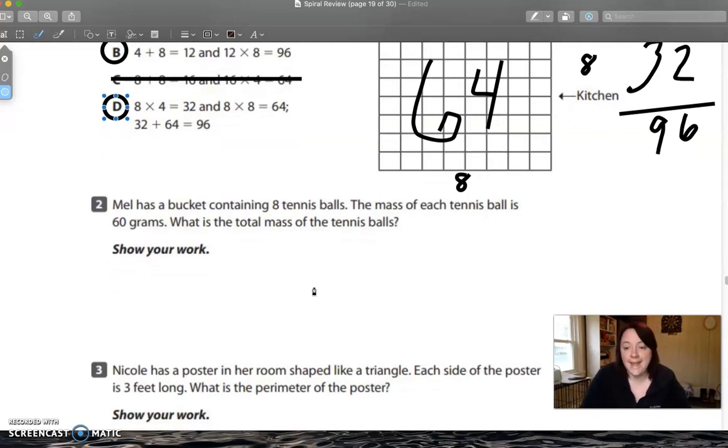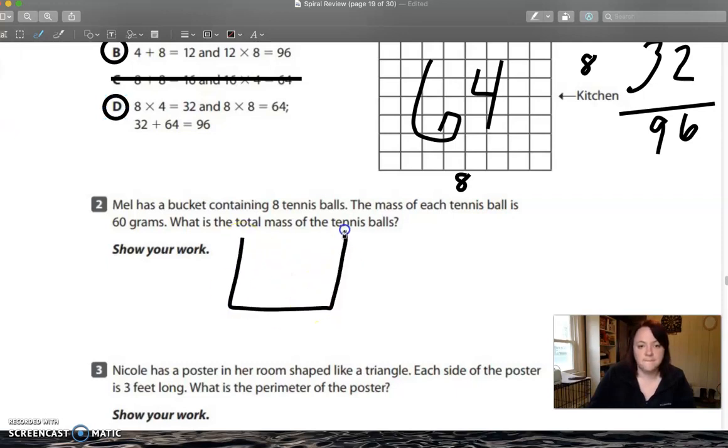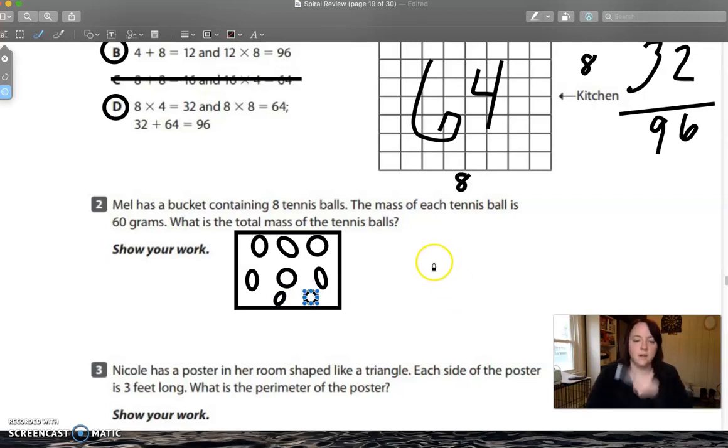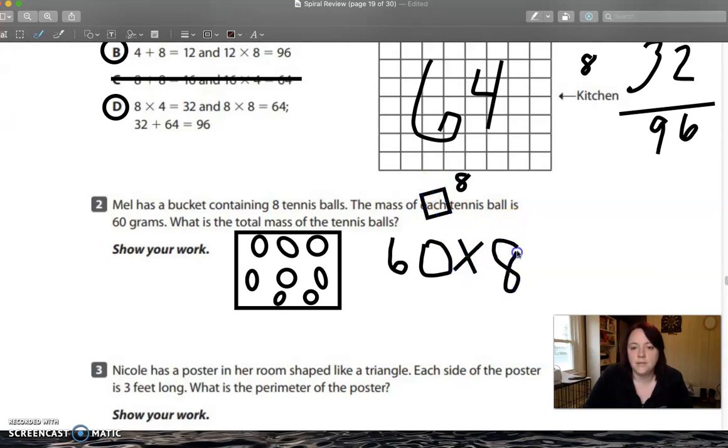Okay, Mel has a bucket containing 8 tennis balls. So I'm going to make a bucket. Now, I need 8 tennis balls. 1, 2, 3, 4, 5, 6, 7, 8. Okay, now the mass of each of these is 60 grams. So I know 60 is each of these. Now when we say each, we know each means to multiply. So we need to do 60 times 8 equals something.